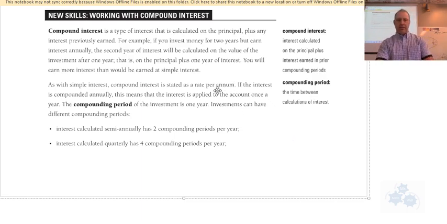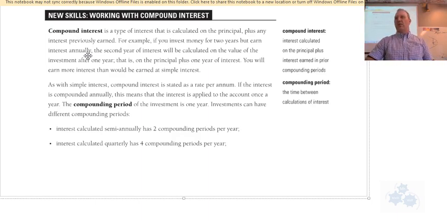So let's read. This is what your book says. Compound interest is a type of interest that is calculated on the principal plus any interest previously earned. So what I just said, it's the percent on your principal plus any interest that's already there. Now if you're investing money, that's a good thing for you, right? Because you put in some money and then you get a little bit of interest, and then you make a percentage of that whole thing. And as the pot grows bigger, so does your chunk of interest grow bigger.